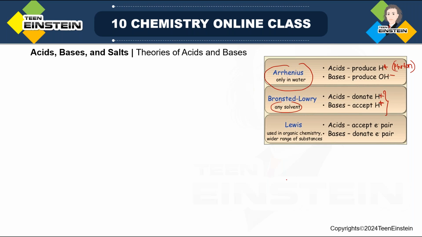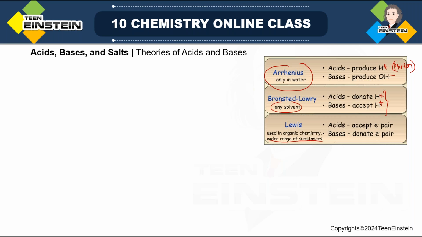And the third one is Lewis. Now Lewis theory is mostly applicable in organic chemistry, unlike these two. That is, Arrhenius and Bronsted you will mostly find in inorganic chemistry, but Lewis theory is mostly in organic chemistry, and it is applicable to a wide range of substances. But we will not go into details for these theories. Just look at the definition. The definition is more general compared to the other two theories.